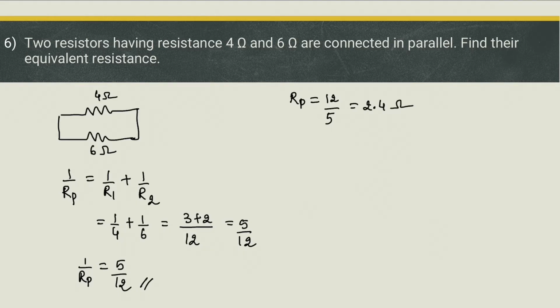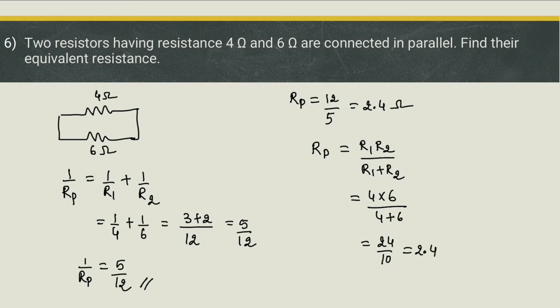Now since there are only two resistors here, okay, we can use this formula to find out Rp directly: R1 R2 upon R1 plus R2, 4 into 6 upon 4 plus 6, 24 upon 10, 2.4 ohm.